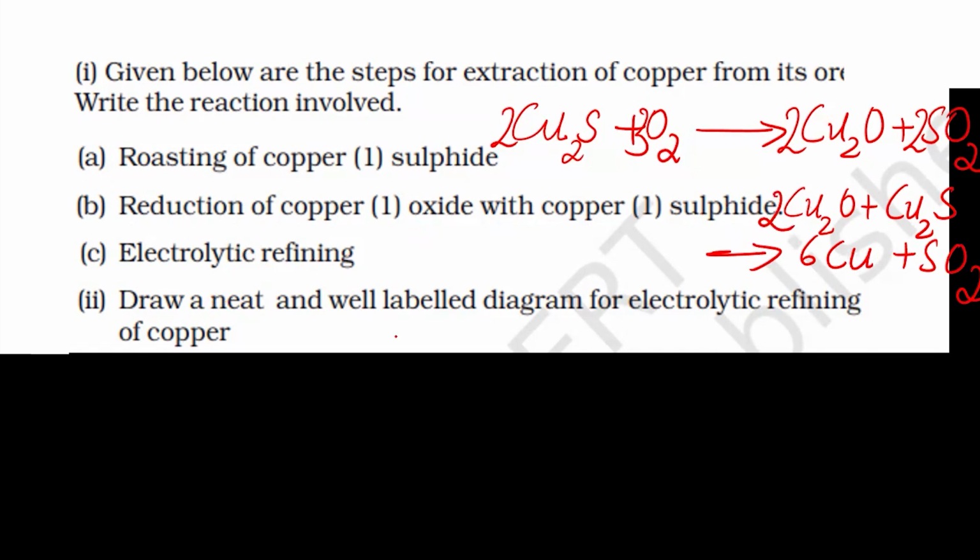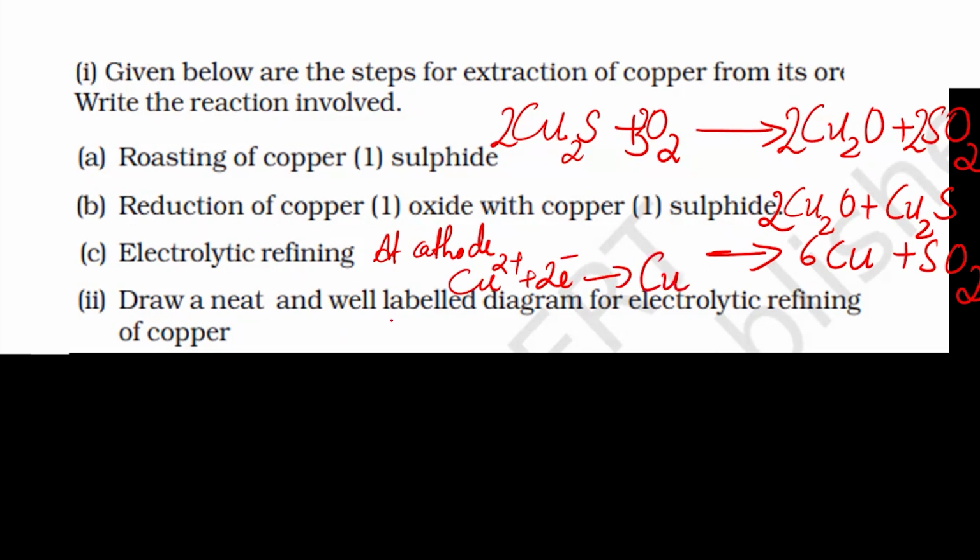Next, what is electrolytic refining? What is the reaction involving electrolytic refining? At cathode, what reaction is happening? Yes, at cathode, Cu2+ will gain 2 electrons. Cathode is reduction, right? Reduction means gain of electrons, and it will become copper.